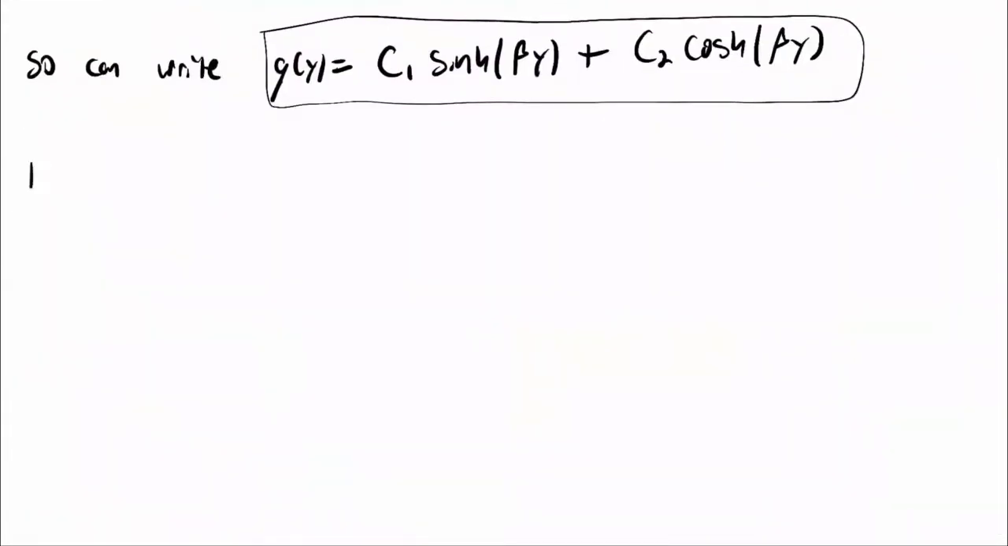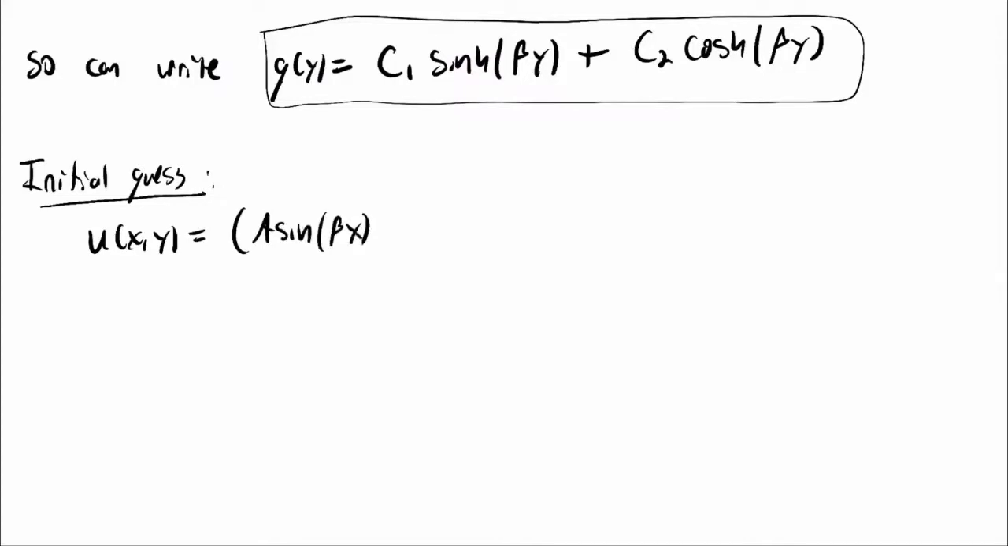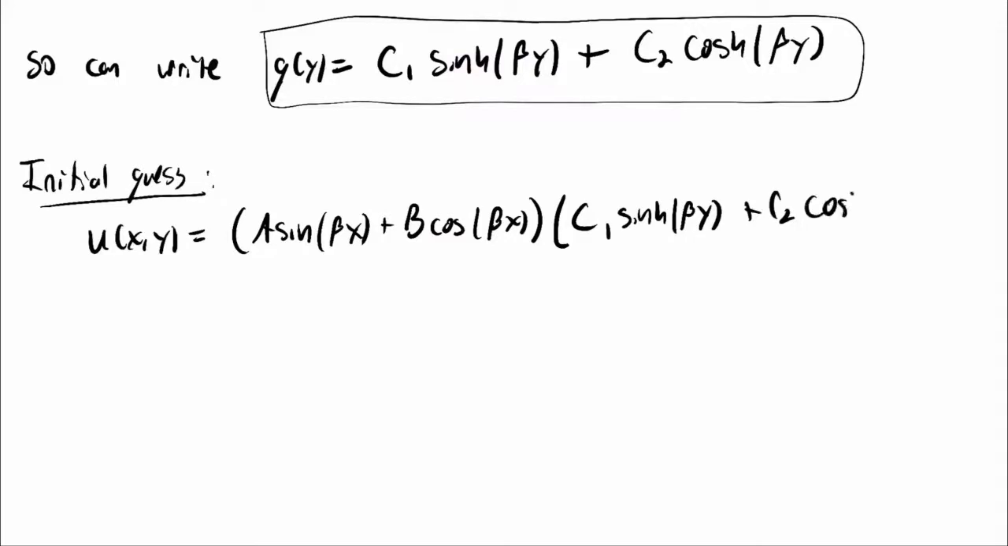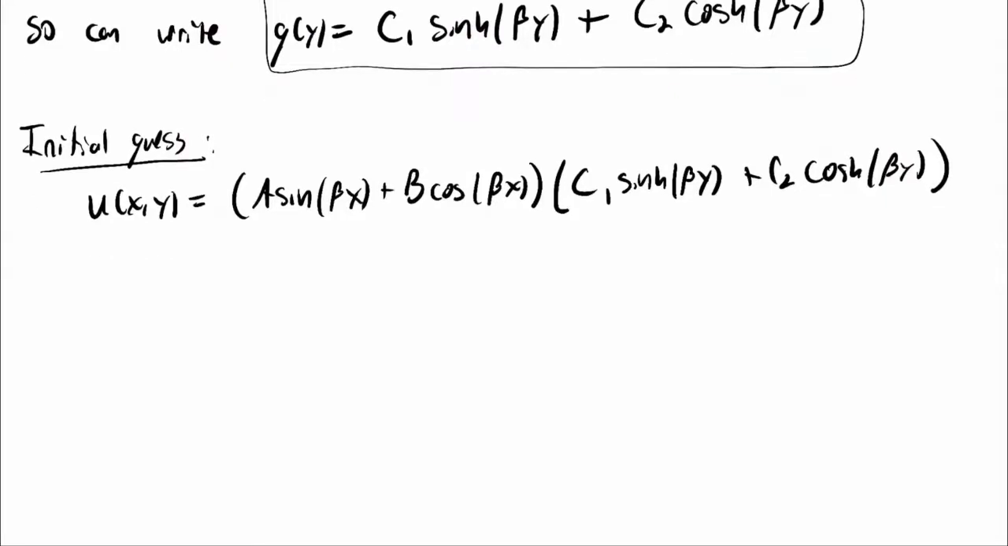Right, and so now our initial candidate, or our initial guess, we have u of x, y is given by f times g. Our function f was a times sine of beta x plus b times cosine of beta x, and then multiplied by this new term involving the hyperbolic functions: C1 sinh of beta y plus C2 cosh of beta y. Right, and so this is our initial candidate. And so now what do we want to do? Well, we want to use the boundary conditions.